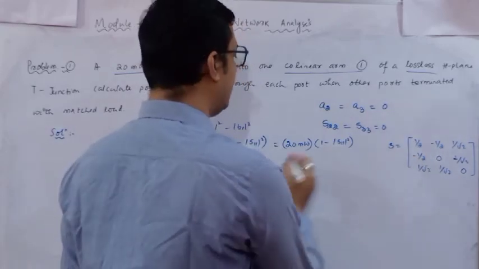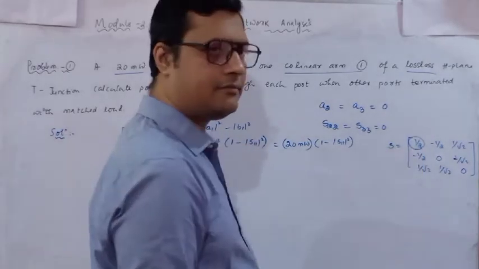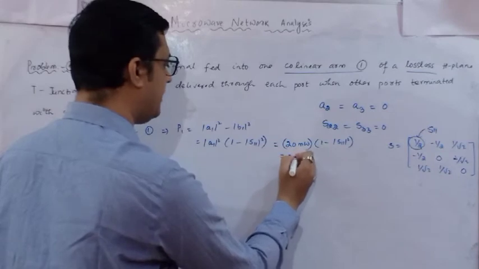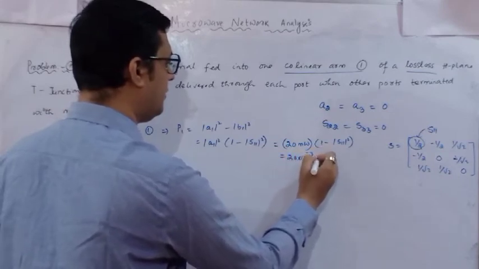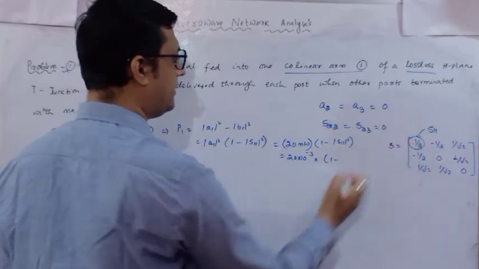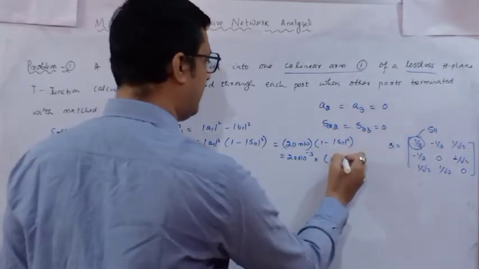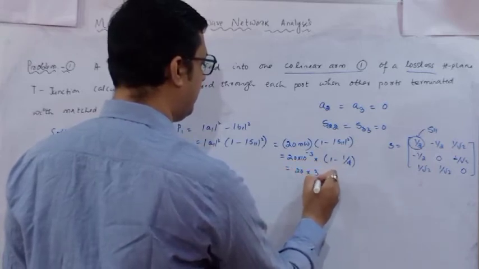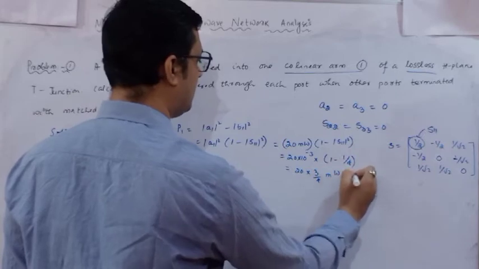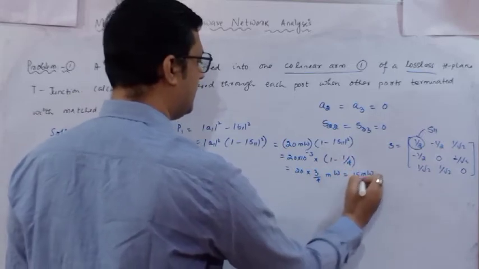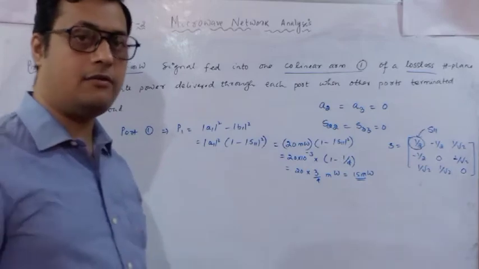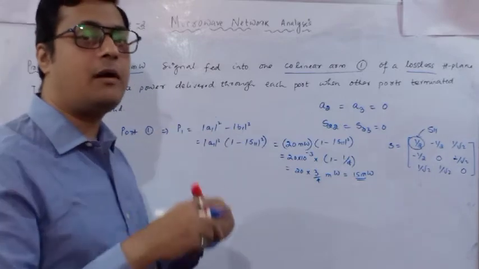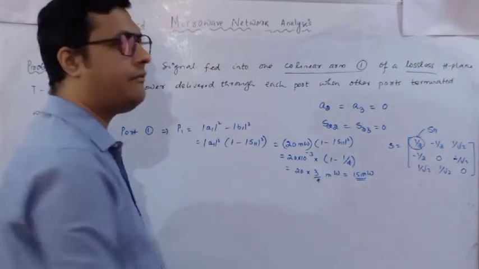Now if you see, S11 is half, so this is my S11. I will substitute this one. So it is 20 milliwatt, 10 to the power minus 3, times 1 minus (1 by 2) whole square, that means 1 minus 1 by 4. So it is 20 into 3 by 4 milliwatt. So that means it is 15 milliwatt. That means at port 1 we are going to feed the power with 20 milliwatt, but the total power which is going to be distributed is 15 milliwatt.